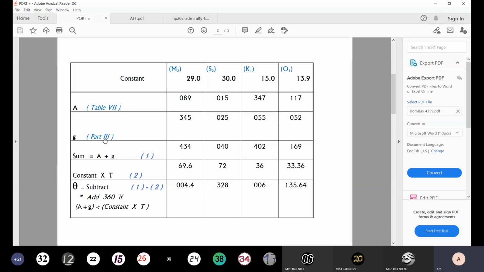Okay, have you made this table now? This first row, first column.